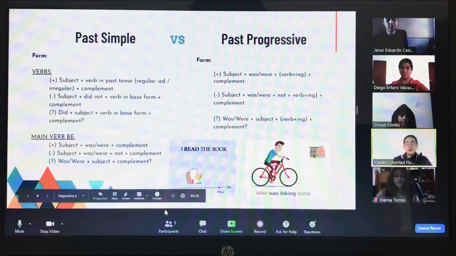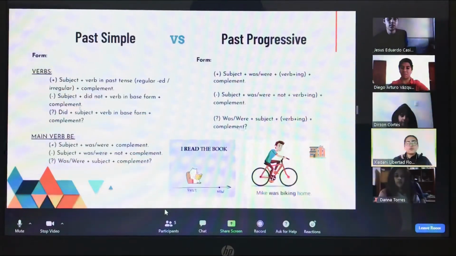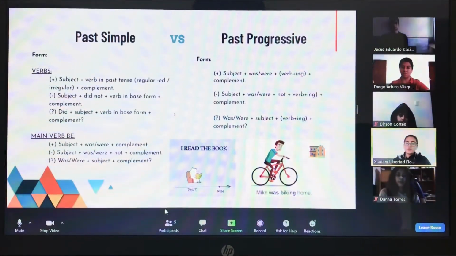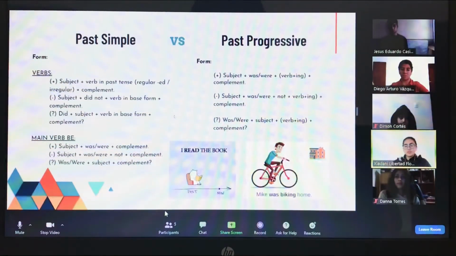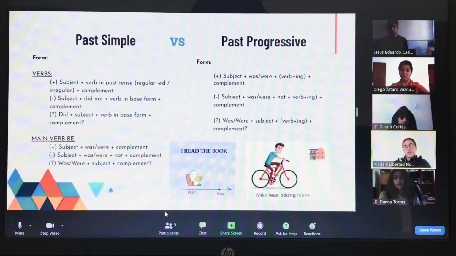Well, first I'm going to explain the use of the past simple. The past simple tense is used to talk about activities or routines which started and ended at a specific time in the past.